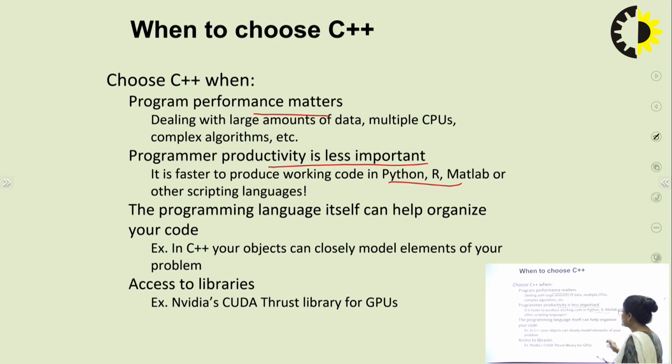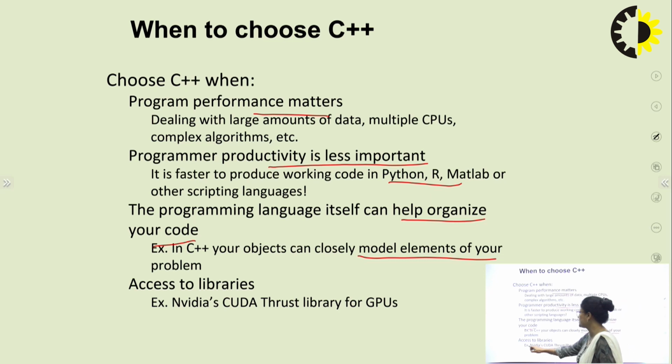The programming language can also help to organize the code. We have objects that can closely model the elements of a system, and that helps in easy organization of the code, and through this we can also access libraries. So these are some of the scenarios when we can opt to choose C++ as a programming language.